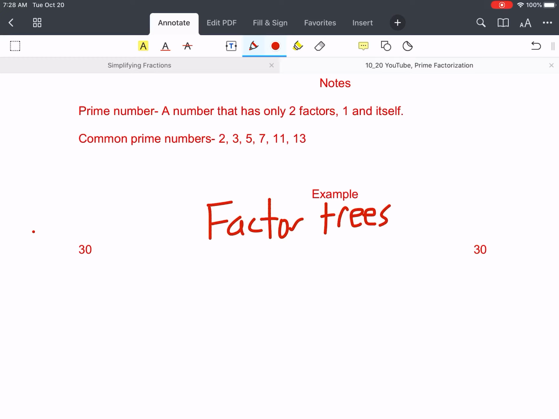So all we need to do is think of this 30 as the start of our tree, and we want to find two numbers that multiply together to equal 30. So the first pair that comes to my brain is 6 times 5. And what I do now is circle any prime number. So I can see that 5 is a prime number.